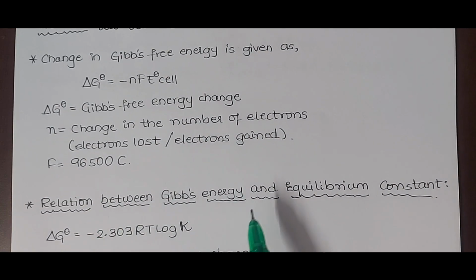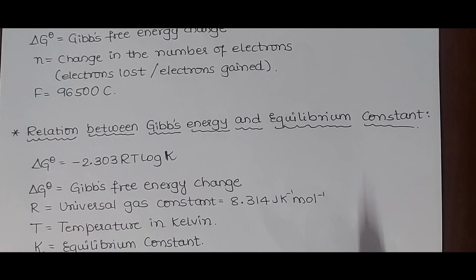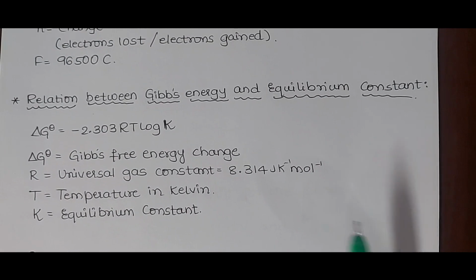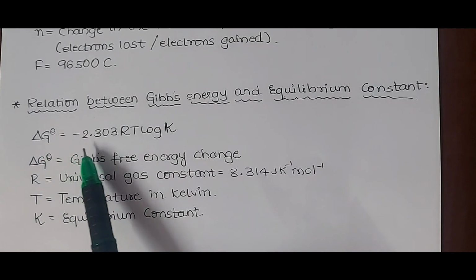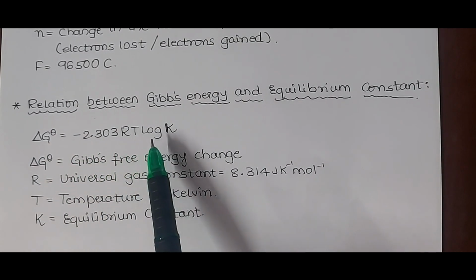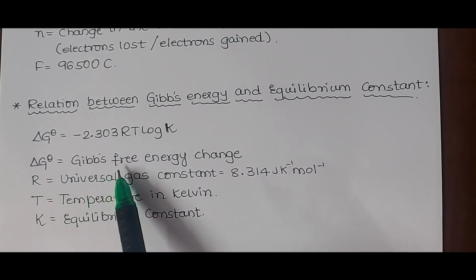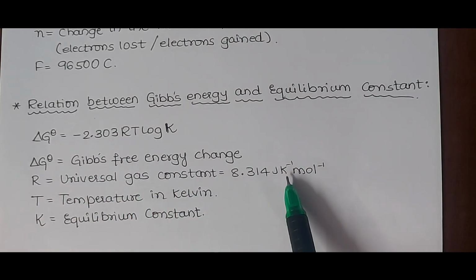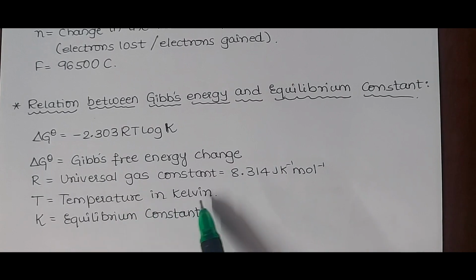We can relate Gibbs free energy and equilibrium constant. Already you have studied this equation in your first PU in the lesson thermodynamics as well as in chemical equilibrium, that delta G naught equal to minus 2.303 RT log K, where delta G naught is Gibbs free energy change, R is the universal gas constant, 8.314 joule per Kelvin per mole, T is temperature in Kelvin, and K is equilibrium constant.